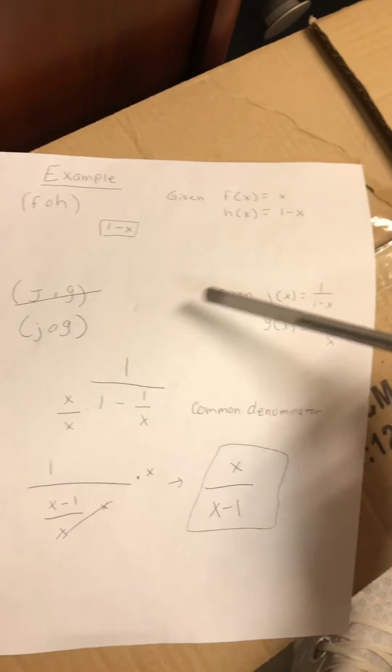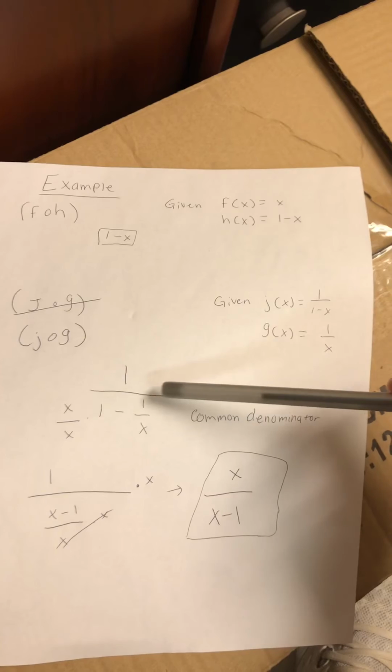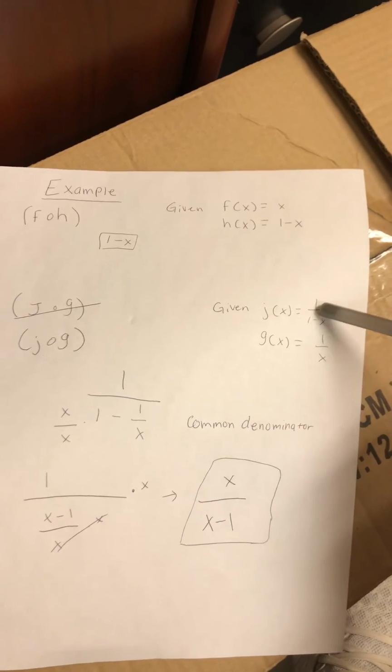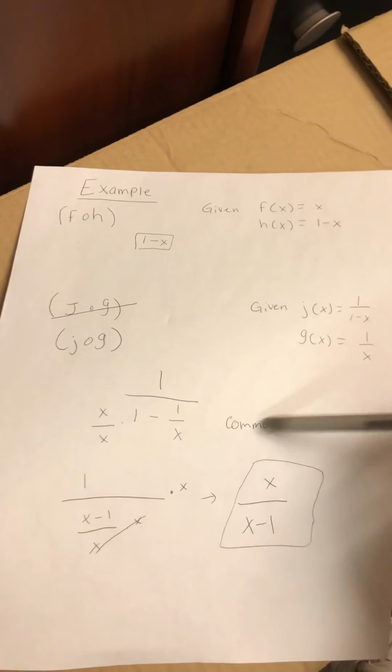And then for j of g, you're given j and then g, and so you're writing, for every x in j, you're plugging in g. So then you have to get a common denominator, and that's what you end up getting.